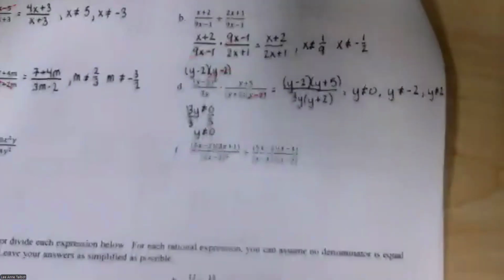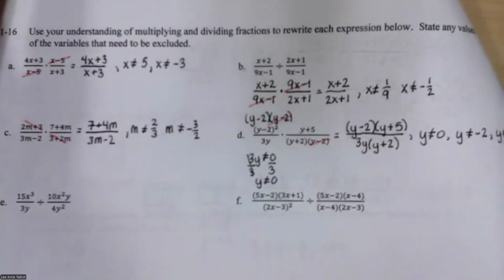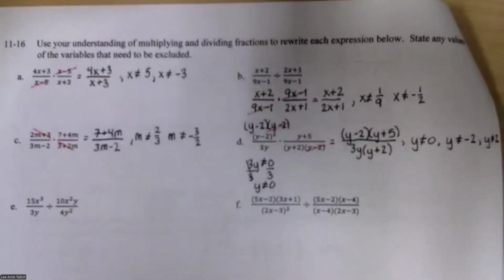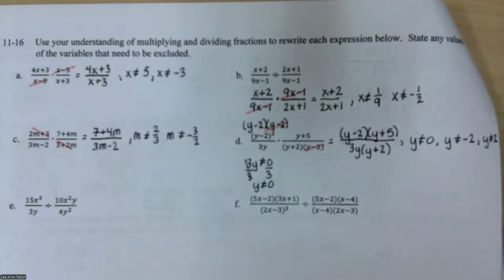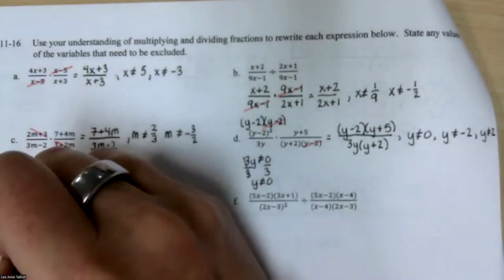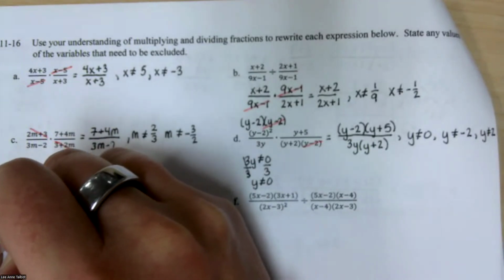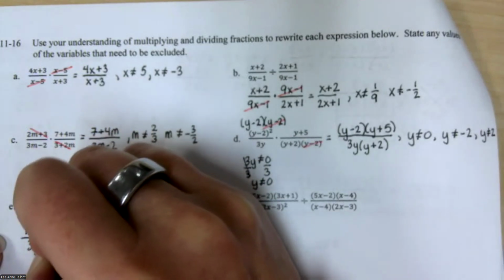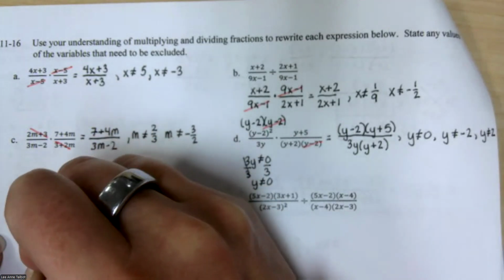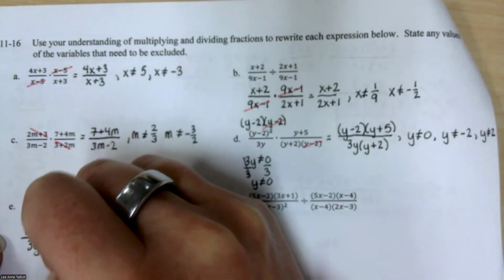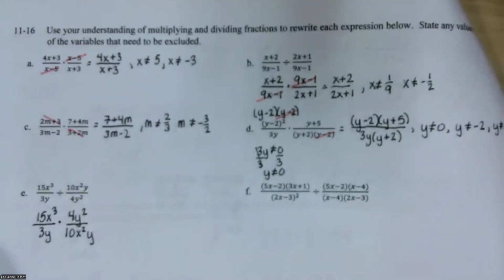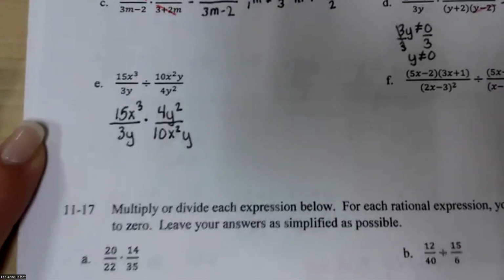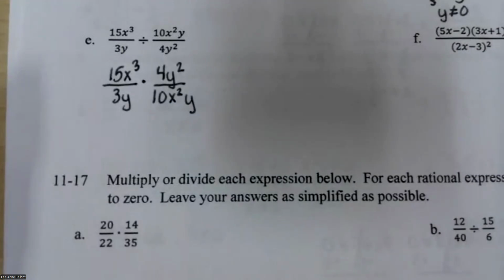All right, last two together. 15x cubed over 3y times 4y² over 10x²y. So I keep change flipped it. That's a verb I made up.